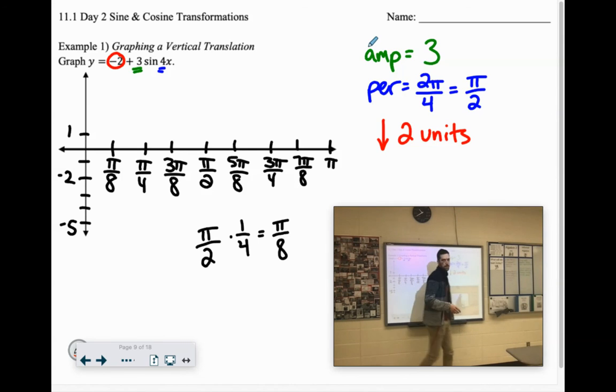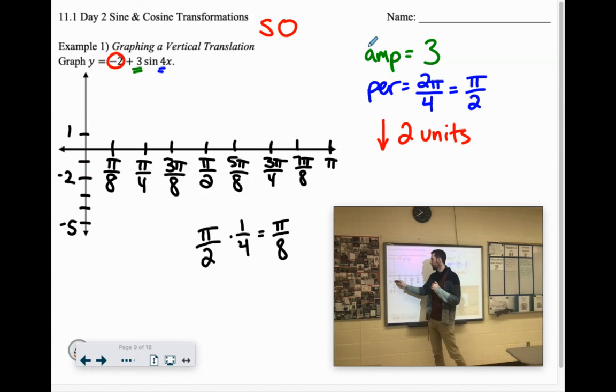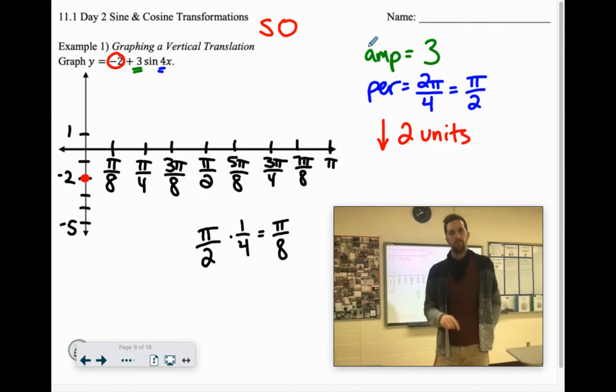All that is just setup, and these get easier. So think sine, and the way I remember it is: sine starts at 0, but we're shifting down 2 units. So we're going to start down here at -2. And we'll finish up the graph in the next video. These will go faster after this first one.